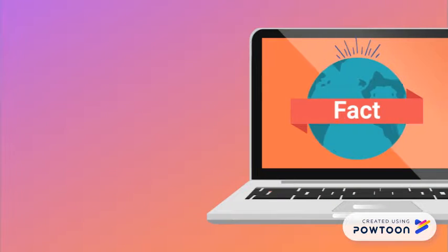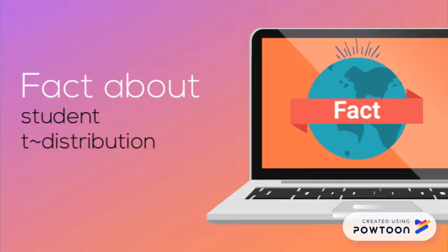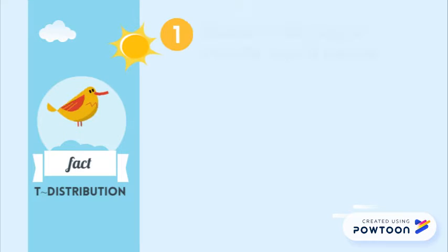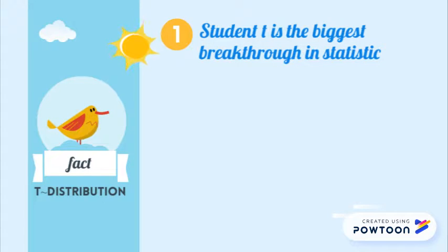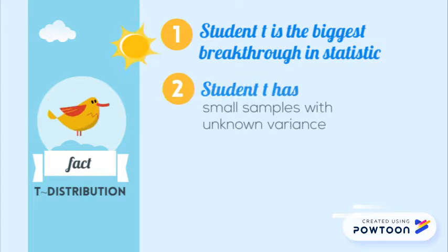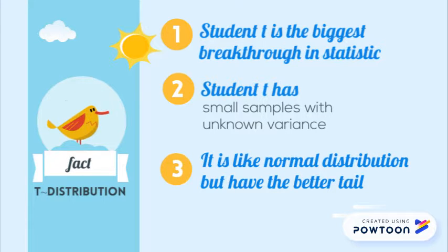Now, about the facts of Student's t-distribution. 1. Student's t is the biggest breakthrough in statistics. 2. Student's t deals with small samples with unknown variance. 3. It is like the normal distribution but has fatter tails.